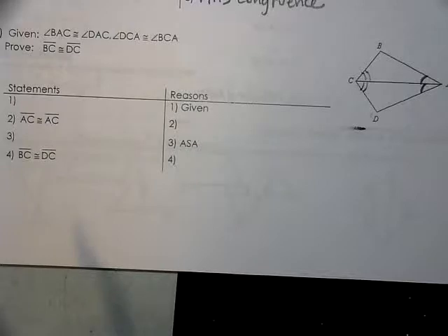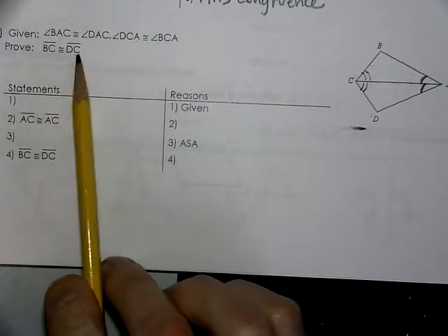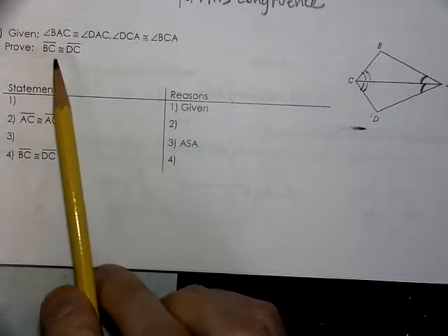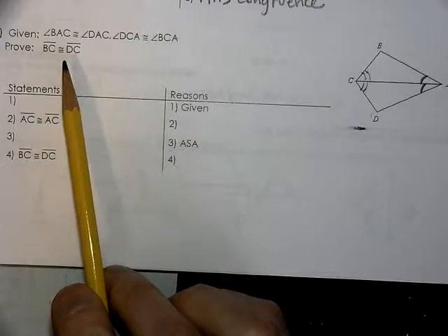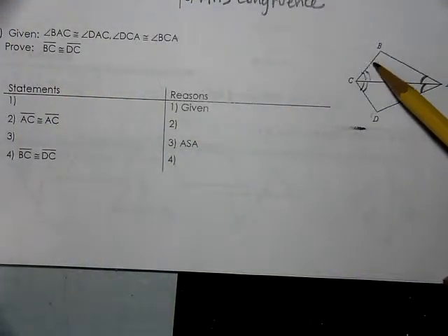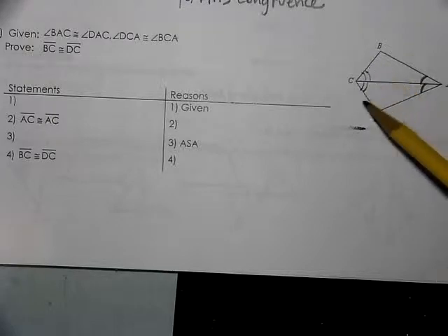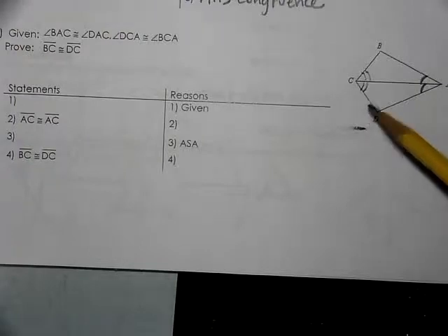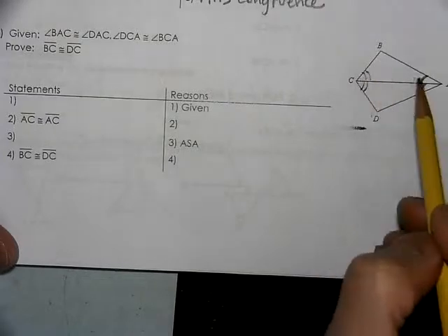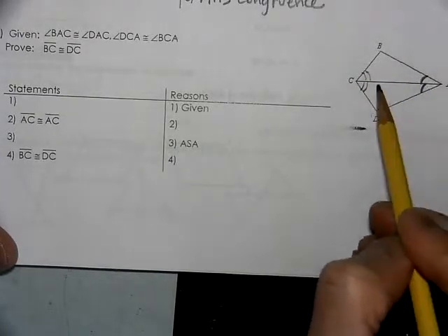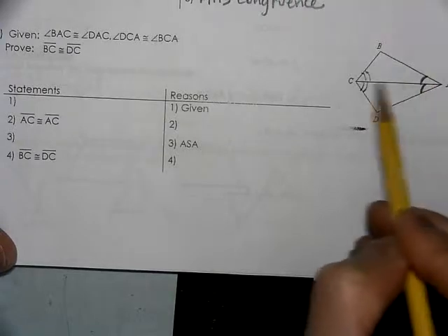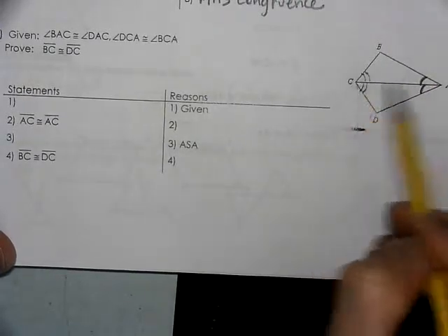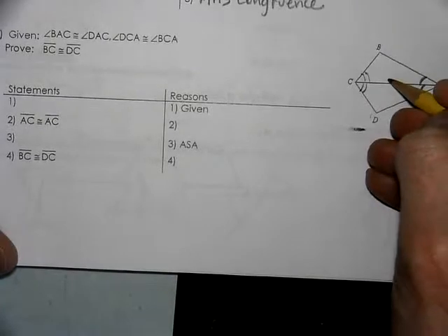I'm going to prove the triangles congruent, because if the triangles are congruent, then I'll know that their corresponding parts are congruent. So I'm assuming that BC, which is this segment, and DC, if the triangles are congruent, then I know those are congruent. So the extra piece that I'm missing is a side. It's a side that they share. Notice how both triangles have the same AC or CA segment. So that's called the reflexive property.